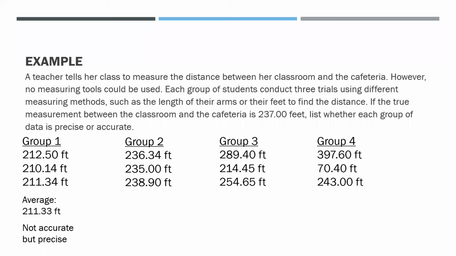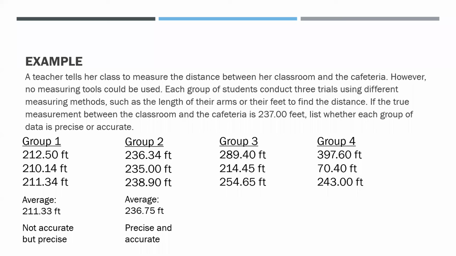When we add the numbers in group 2, we get a value of 710.24. Divide that by 3 and we get an average of 236.75 feet. Since this value is close to the true measurement, it is accurate. And since the numbers in the dataset are all close together, it is precise as well.